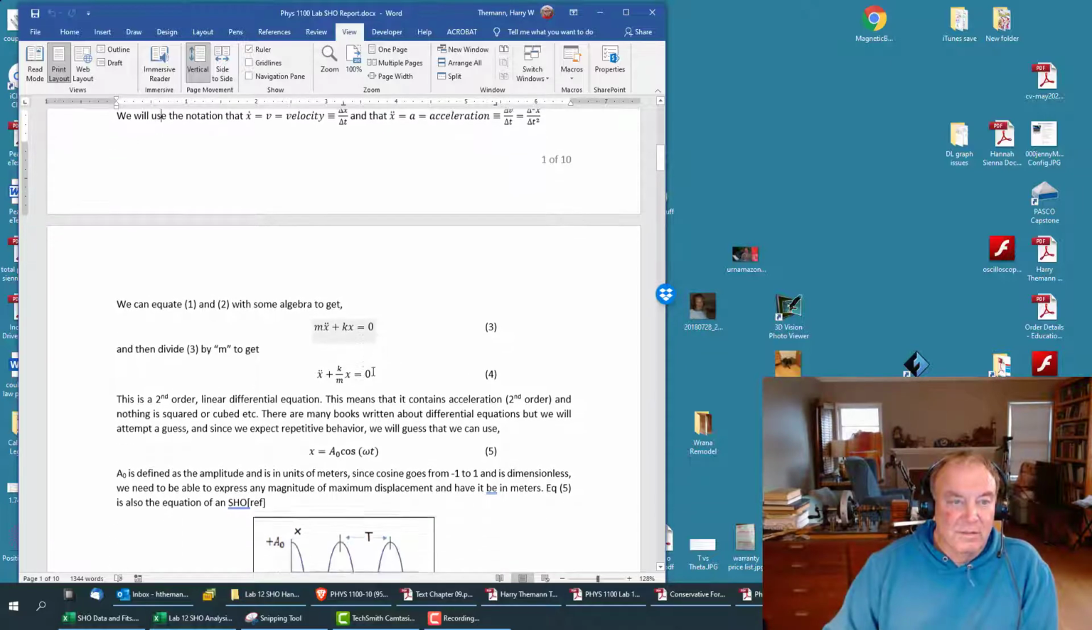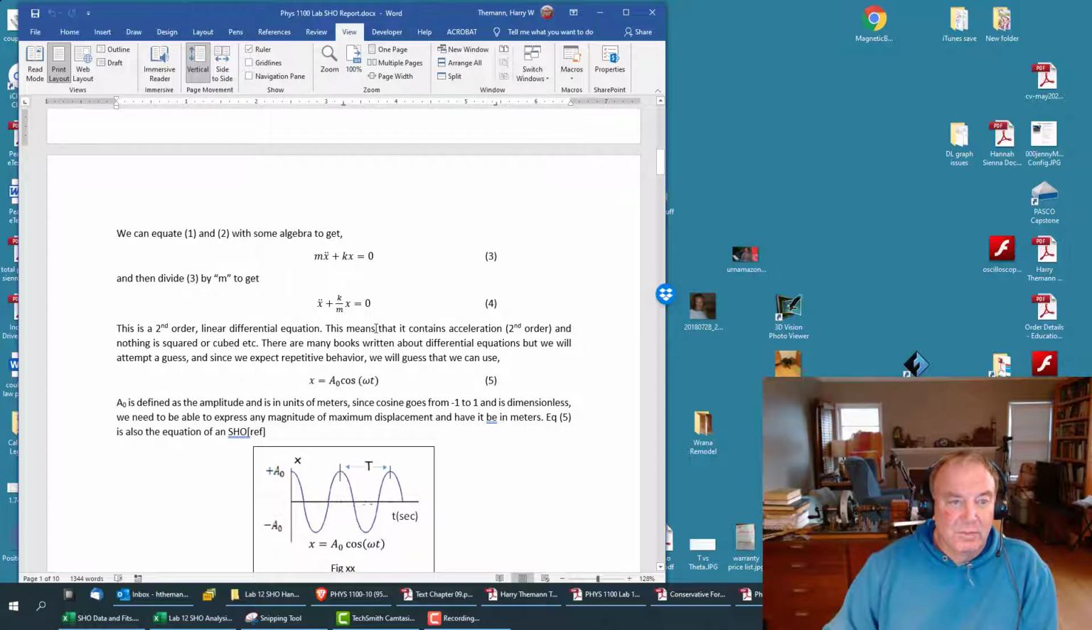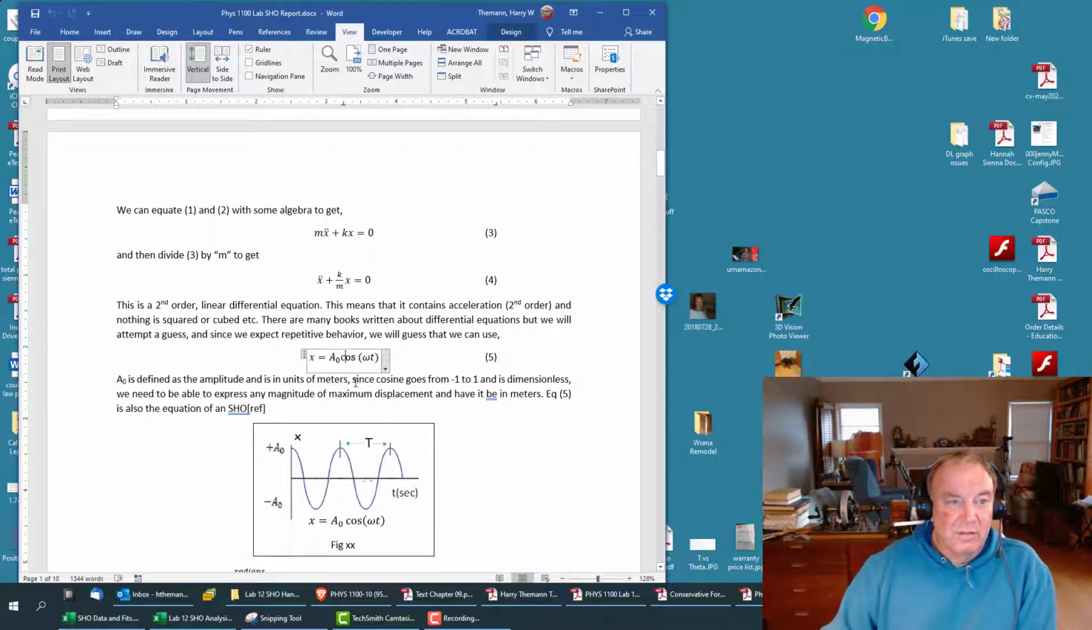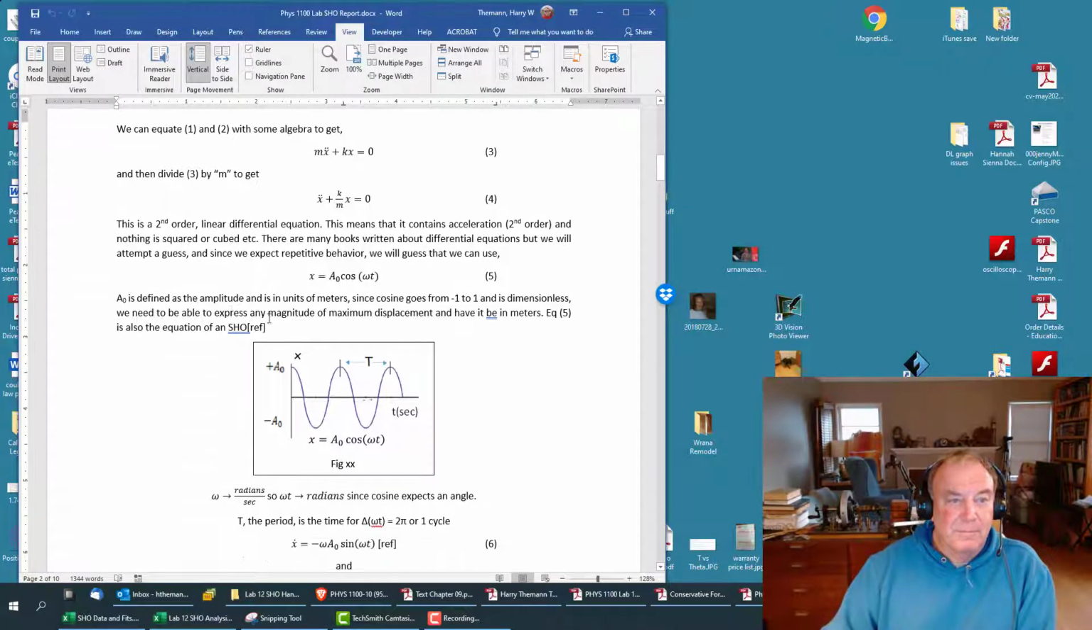But, we're not calculus experts or linear differential equation experts. This is a second-order linear differential equation. It contains acceleration, that's why it's second order, and nothing squared or cubed, and there's all kinds of people writing books and books about it, but we're just going to try a guess. And so we're going to guess this, then I explain what it means, and then I said, oh, by the way, it's also the equation of a simple harmonic oscillator, and then I put a ref. So ref might be a Wikipedia article or something like that.